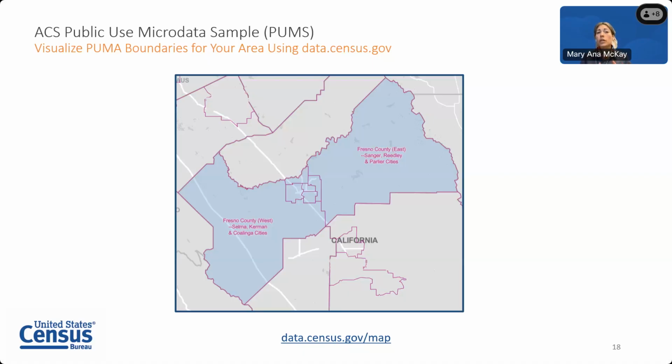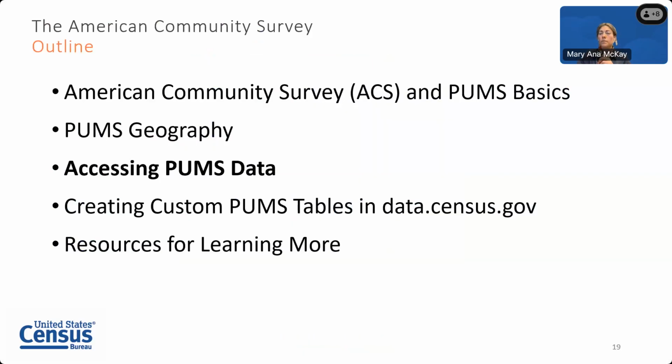So some of you here might know that data.census.gov has an address lookup option in the search bar. I just want to let you know that right now the PUMA geography does not pop up when you use that option. So now that you know about PUMS data, we can start to look into ways to access it.